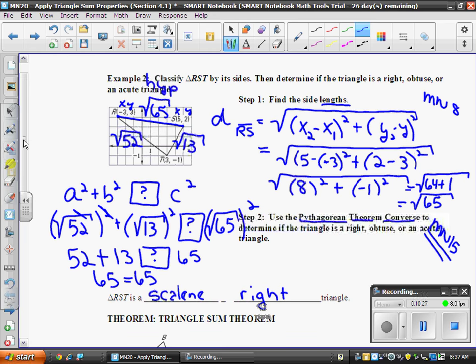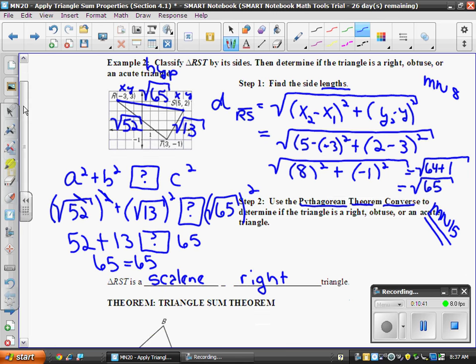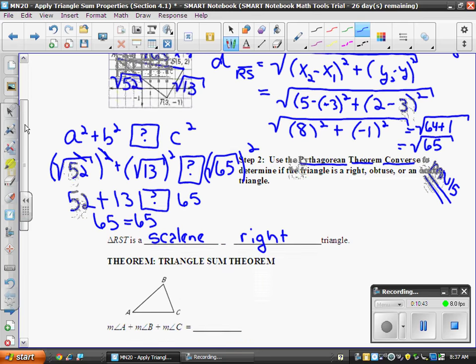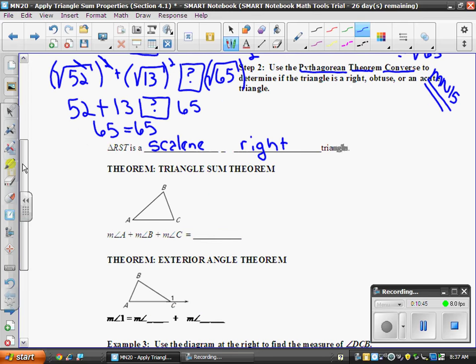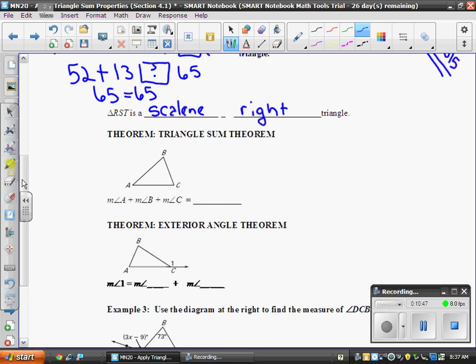We found the lengths of all three sides using the distance formula from Unit 2, and then we found whether or not it's obtuse, acute, or right using the Pythagorean theorem from Unit 3. There's not a lot of new skills here, but it's definitely using our tools from the past to classify this triangle by its sides and its angles.